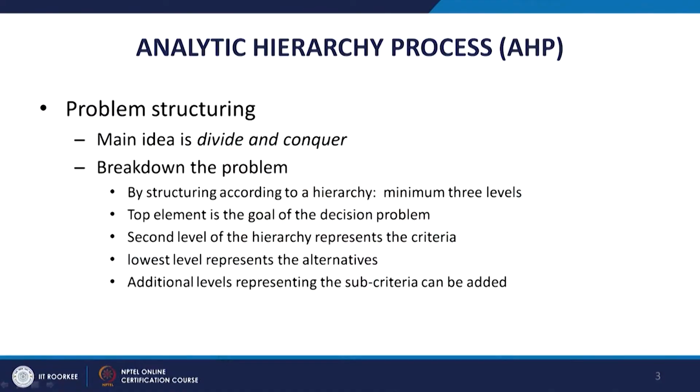As I said, additional levels representing the sub criteria can also be added. So, this is the main breakdown of the problem. We have to formulate the goal, and then we have to find the relevant criteria to solve that particular decision problem, and then the alternatives that are to be evaluated based on those criteria and given the goal that we have. So, using these elements, we can structure our decision problem.